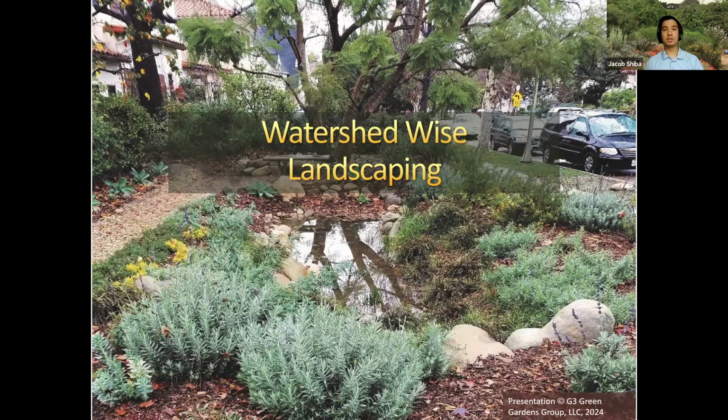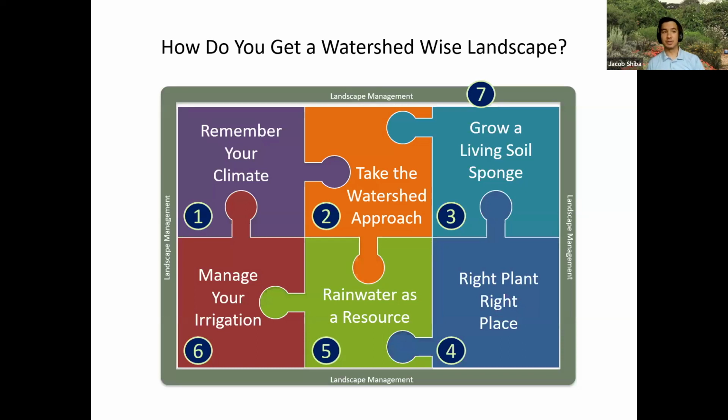So welcome to the Watershed Wise Landscaping class, where today we will be building a puzzle throughout the next 60 minutes of how do you create a watershed wise landscape. We're going to start by remembering our climate. The second part, we're going to then look at taking a watershed approach. Then we're going to talk about the foundation of our landscape, growing a healthy living soil sponge. Then we're going to shift to plants. We're going to look at the right plant in the right place. We're going to talk about using rainwater as a resource. Then we're going to switch to managing our irrigation, and we're going to end with our landscape management.